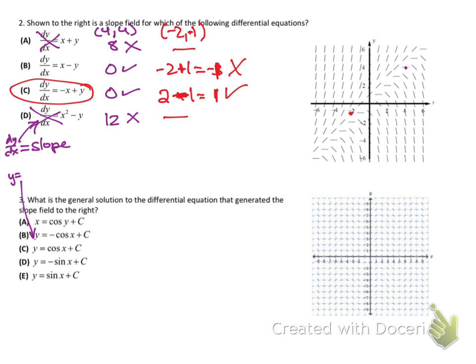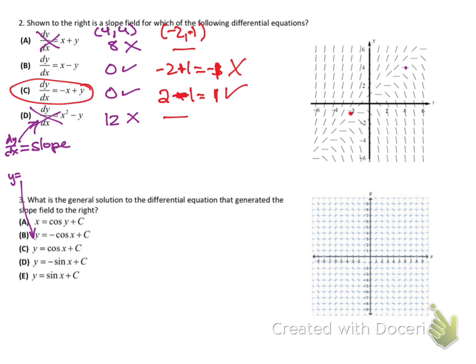For number 3, this asks you, what is the general solution to the differential equation generated by the slope field to the right? And for this one, you'll notice like I said before, I have y equations. Basically, the best way to deal with this problem is just to kind of follow along with the lines that you see there and see which one gives you an equation that matches. So I'm going to show you what I mean.